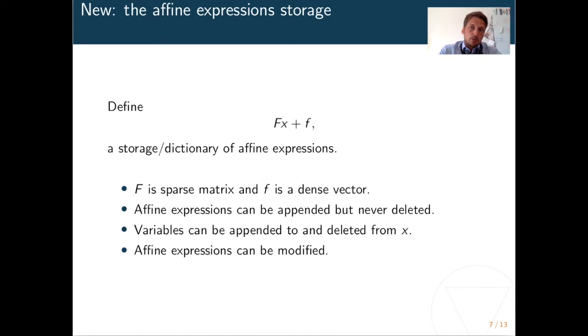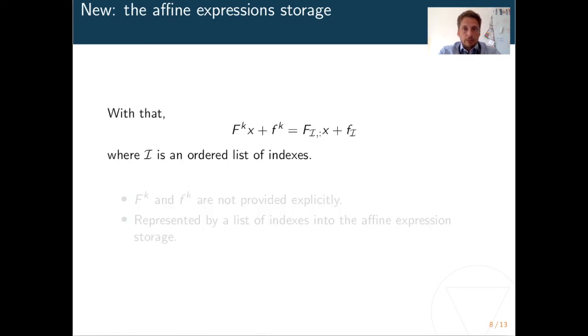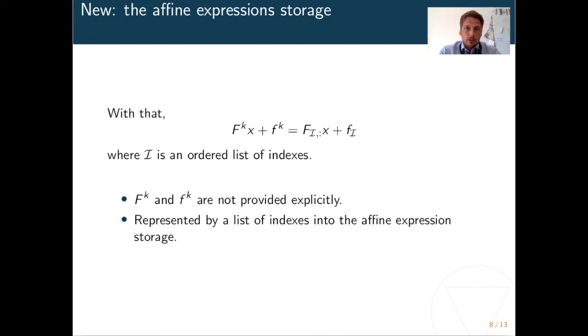And one rule we impose on the Fmatrix is that affine expressions can never be deleted once they are added. And this prevents from having to update any reference to a certain affine expression because it changed its position in the Fmatrix, for example. So to make it very concrete, a set of affine expressions to be used in some part of the optimization model is not specified explicitly with data, but just by a list of indexes referring to the affine expression storage.